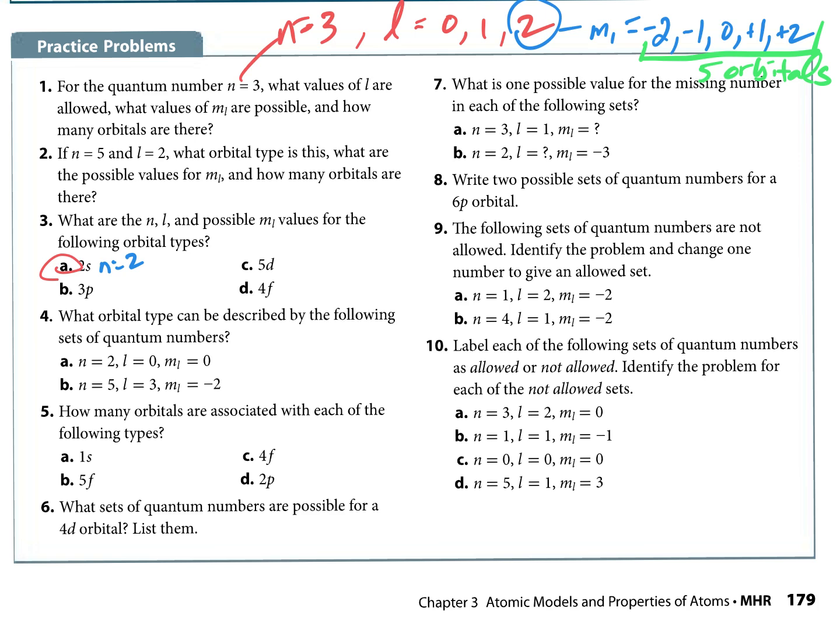And because I have an s-shaped orbital, that automatically means L needs to be 0. Remember, the L value is coded by the shape. 0 is S, 1 is P, 2 is D, and 3 is F. Now for the ML value, they always range from minus L to plus L. So minus 0 and plus 0, that's the same number. It's just 0. Here's the n, L, and ML values for a 2s orbital.